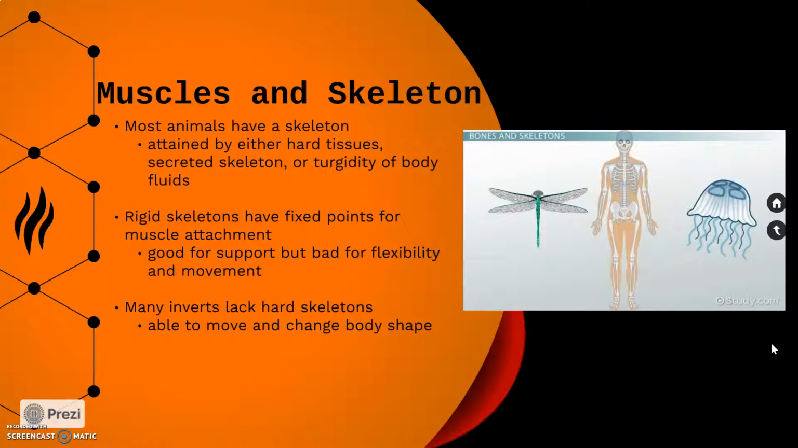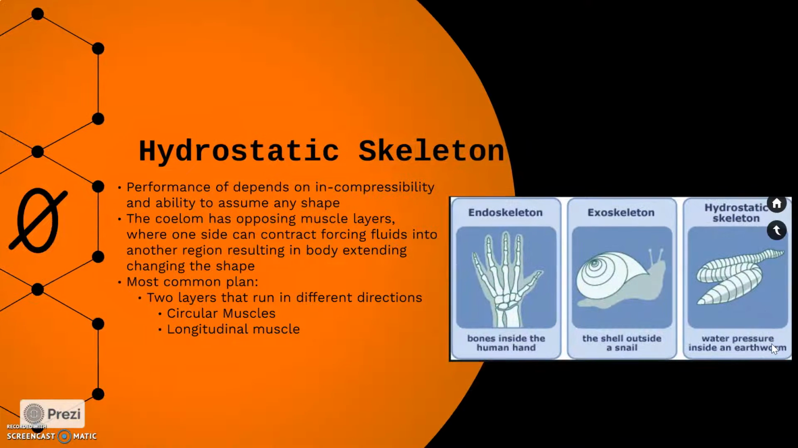Many invertebrates lack a hard skeleton, and that gives them the ability to move and change body shape, and they are referred to as soft bodies. These types of invertebrates are known for having what's called a hydrostatic skeleton. The performance of a hydrostatic skeleton depends on incompressibility and the ability to assume any shape. It is formed by a fluid-filled compartment within the body, which is formally known as the coelom.